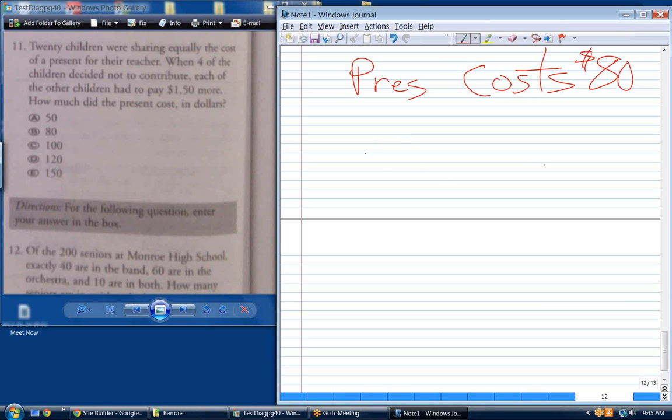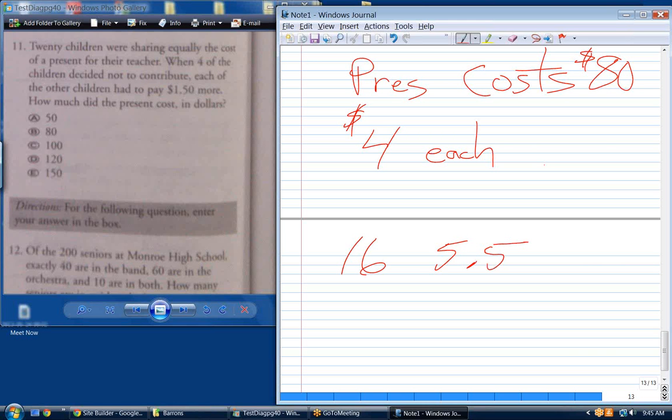So if the present cost $20, how much was each child supposed to put up? If all 20 had contributed, it would have been $4 each. Right, $4 each. So 4 of the children decided not to contribute, so there were 16. So 16 kids had to pay $5.50 each.